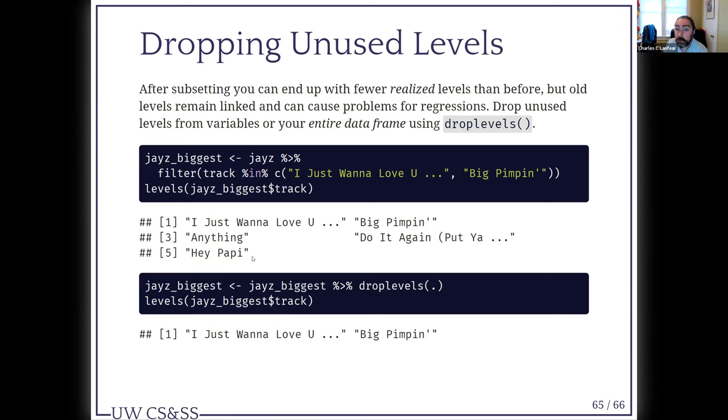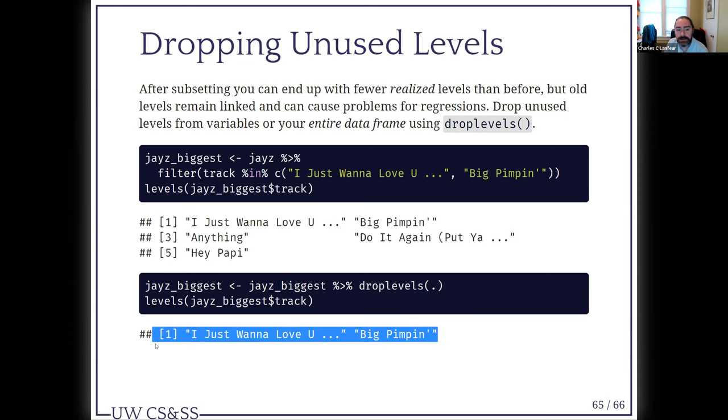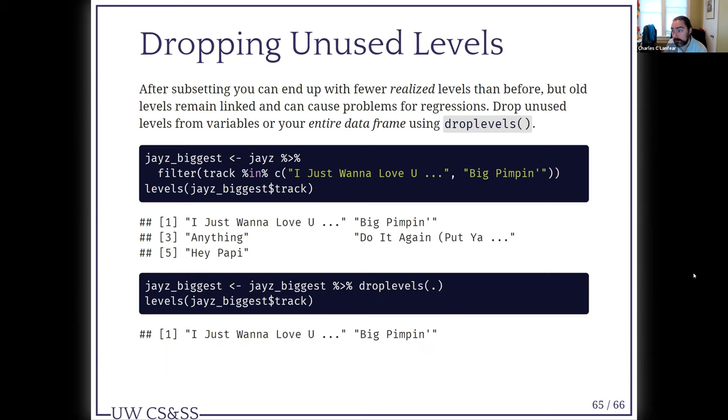If you want to remove these because you don't want them to show up in a regression model or something in a weird way, you can say, take my data frame and then drop levels. This will drop extra factor levels for every column in the data set. You don't do this in a mutate, you just apply it to the whole data set. Now if I get levels, Jay-Z's biggest track, it doesn't have the extraneous levels.